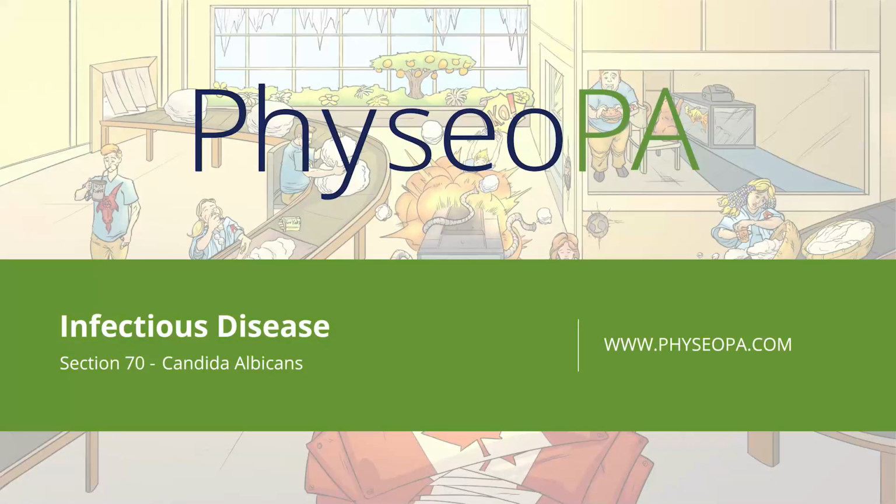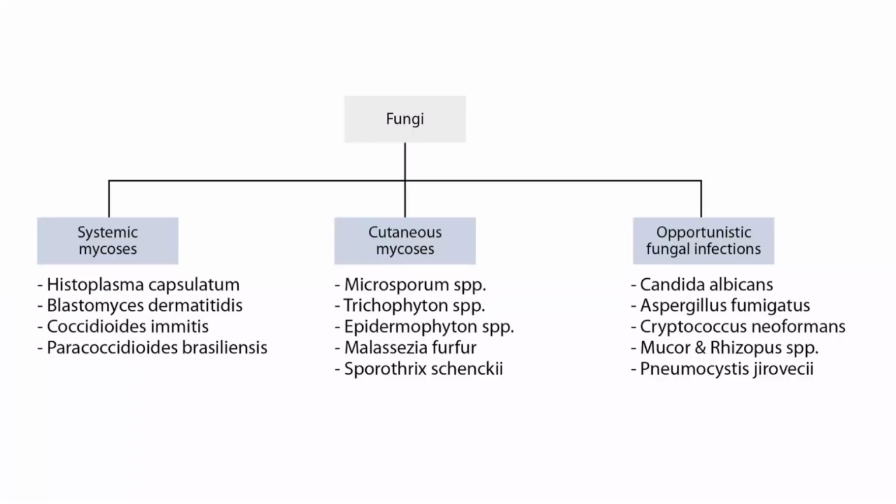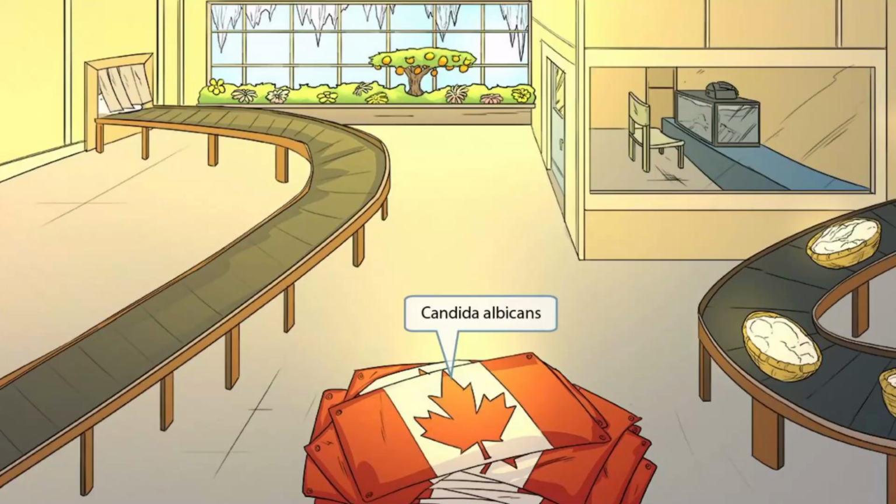This is our fungi overview figure. In this video, we'll be discussing Candida albicans, which you can see right here. This scene will take place inside of a factory that makes Canadian flags out of cotton. The word Canada sounds like Candida, so all of these Canadian flags front and center should help you remember that this image is about Candida albicans.